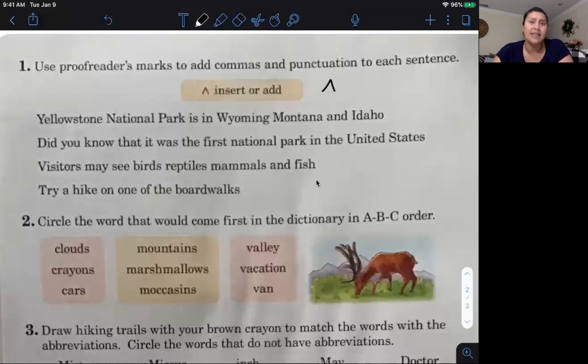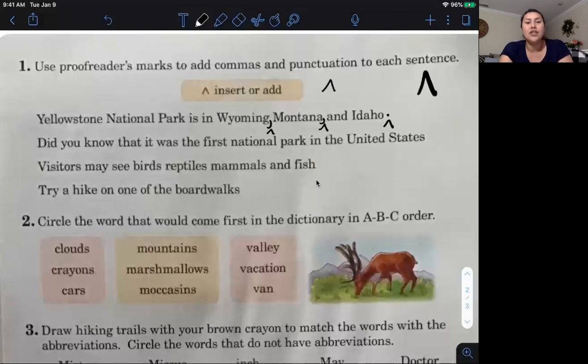Well, they're listing something here, 3 different states, Wyoming, comma, Montana, comma, and Idaho. Is there a punctuation at the end? Oh, they forgot it. So let's do the caret. For everything we're adding, we do a little caret, right? It's this little guy right here.